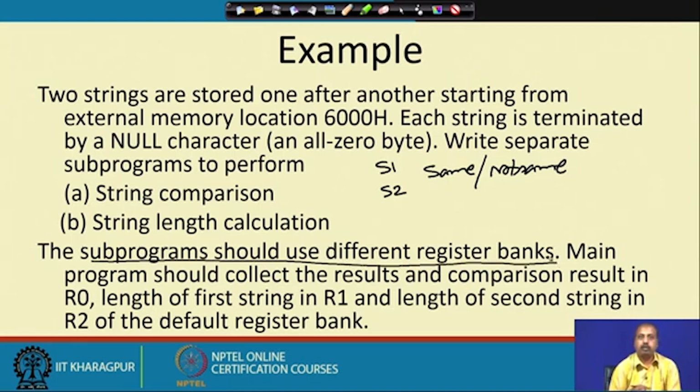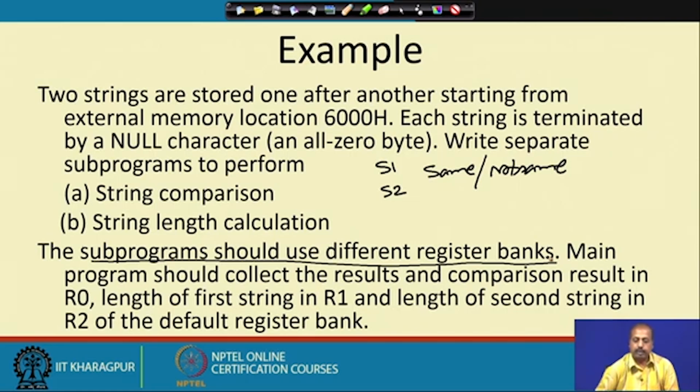The problem also says that the subprograms should use different register banks. Compared to the original register bank that the main program will use, the subprograms should use a different register bank. For doing that, we have to change the PSW register bank selection bits, and accordingly it will be using different banks.